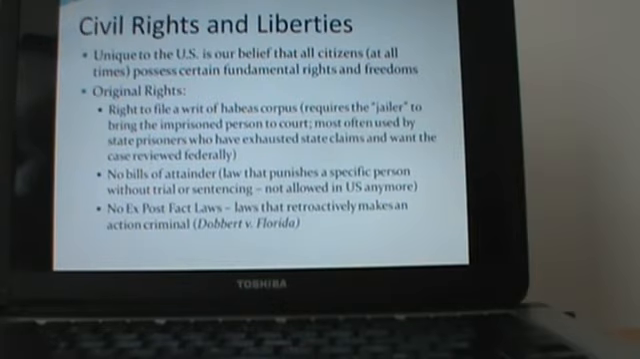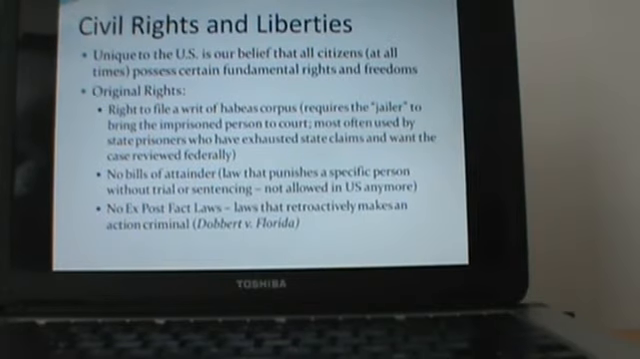writ of habeas corpus. We see that now in a more modern context, usually when a criminal defendant has used all of his or her state remedies and wants the federal court to review it, then they can file a writ of habeas corpus.